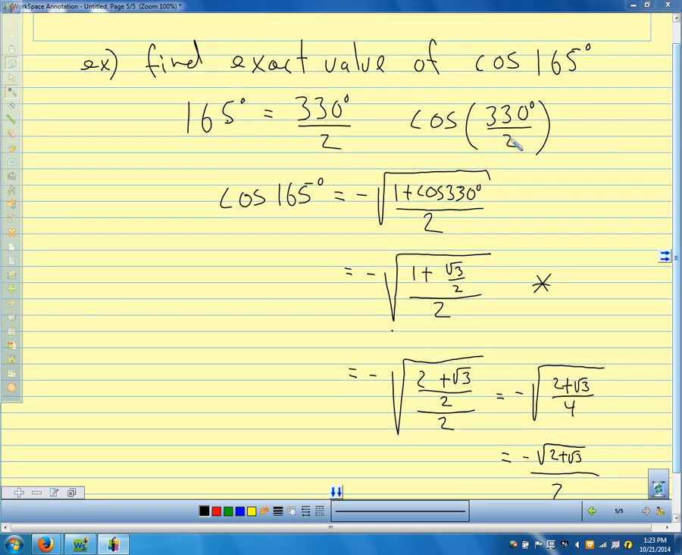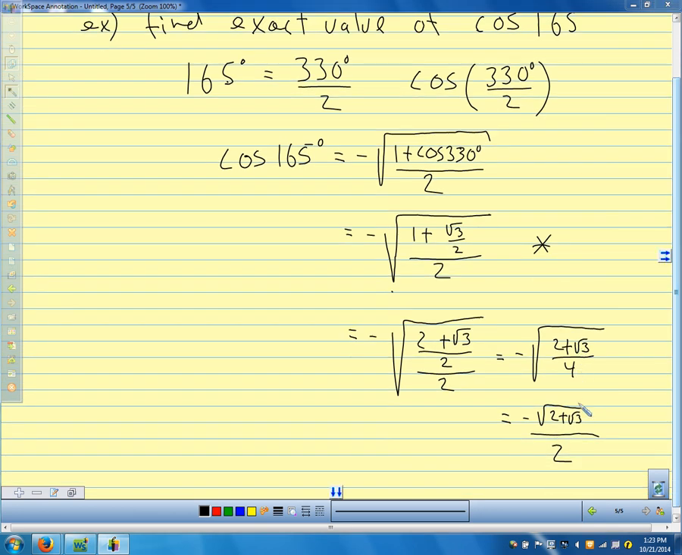I guess the reason to do it this way would be if the problem said use a half angle formula, or if you recognized, before you recognized the other pair of angles, you said, oh, 165 is 330 divided by 2, I can use a half angle formula. But unless the problem specified, you could do either one, and you would be fine. Okay? So just an alternate way of doing it. But it is kind of strange how they come out looking so different. Yeah. All right, questions?